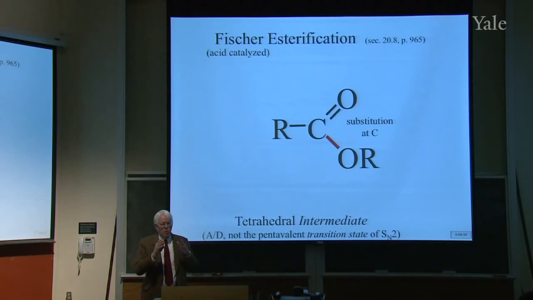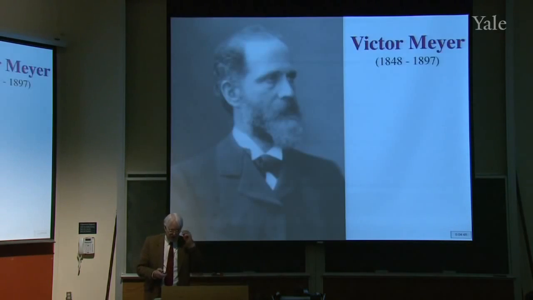So the way you decide to get ester rather than getting acid, which way are you going to go, is to have a lot more alcohol than water there. So you drive the equilibrium one way. If you turn it around and have a lot more water than alcohol, you'll drive it the other way. Okay, so that's Fischer esterification.